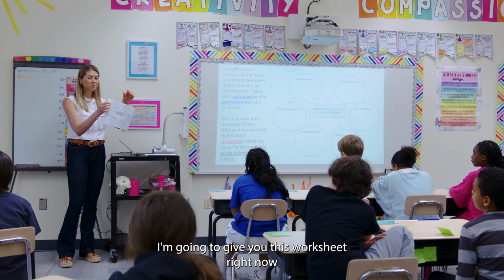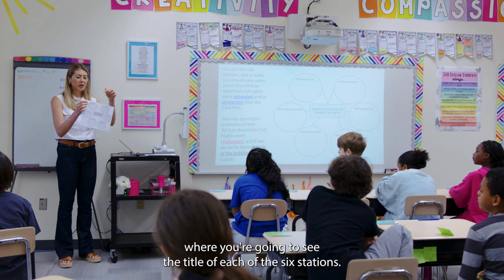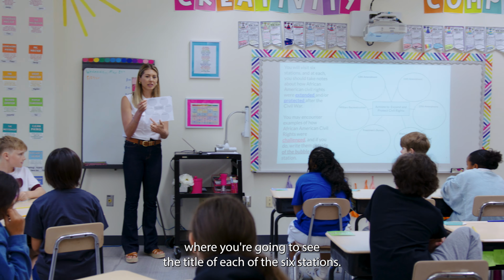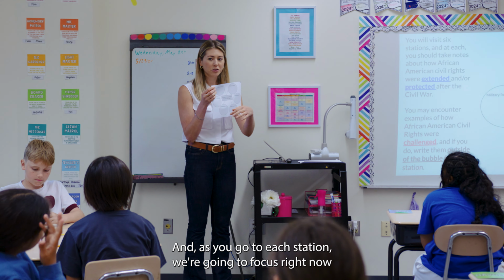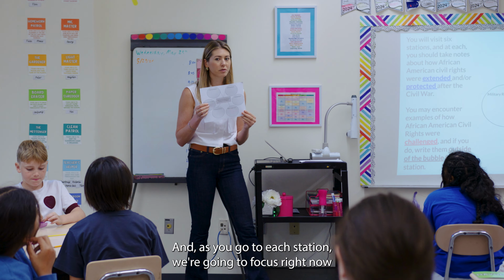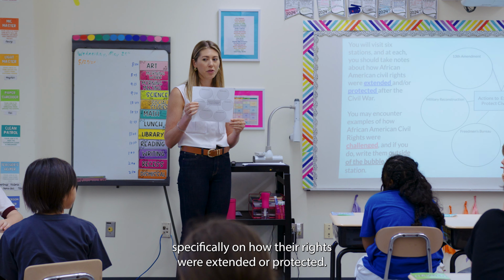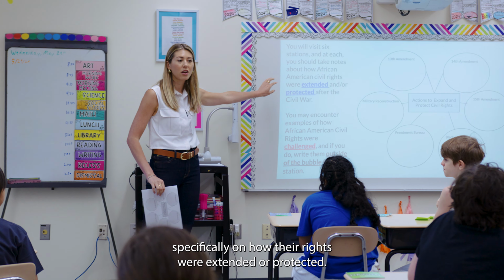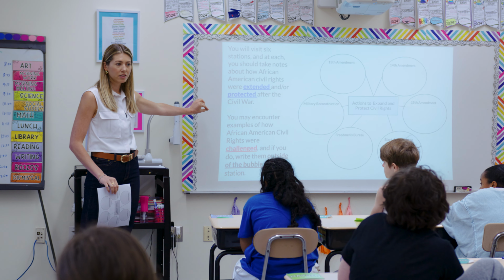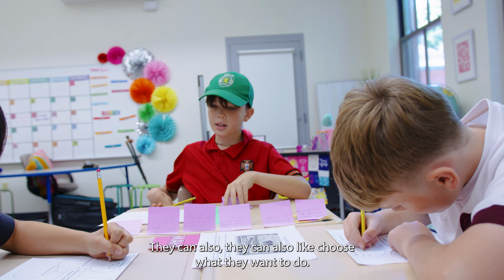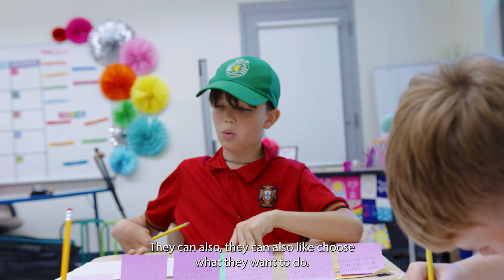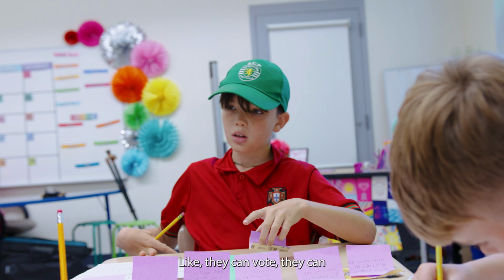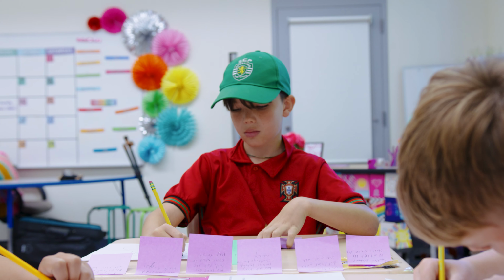I'm going to give you this worksheet right now where you're going to see the title of each of the 6 stations. And as you go to each station, we're going to focus right now specifically on how their rights were extended or protected. They can also choose what they want to do. Like they can vote, they can marry.